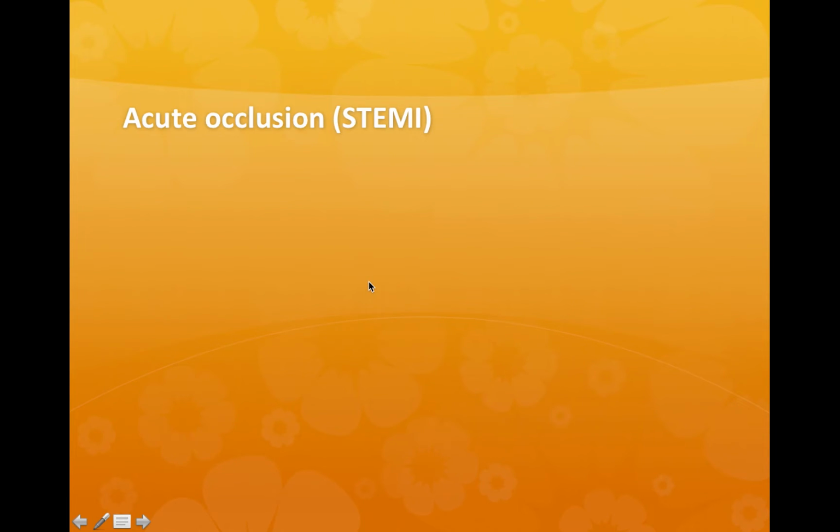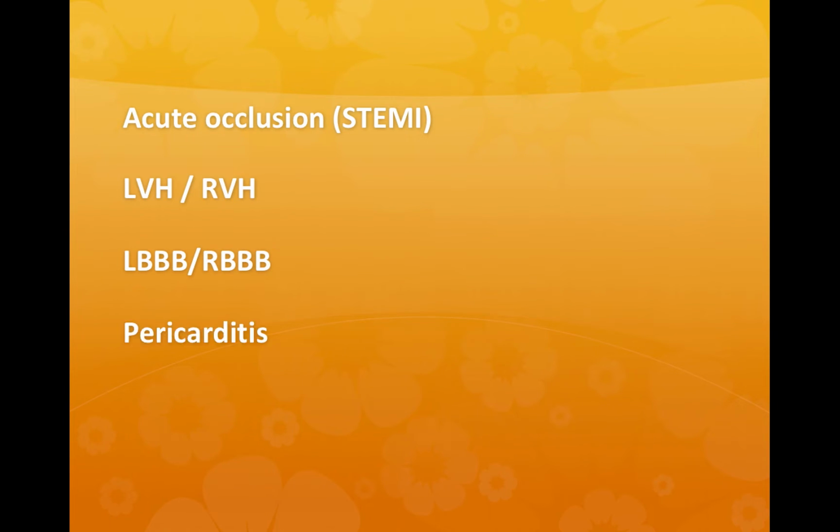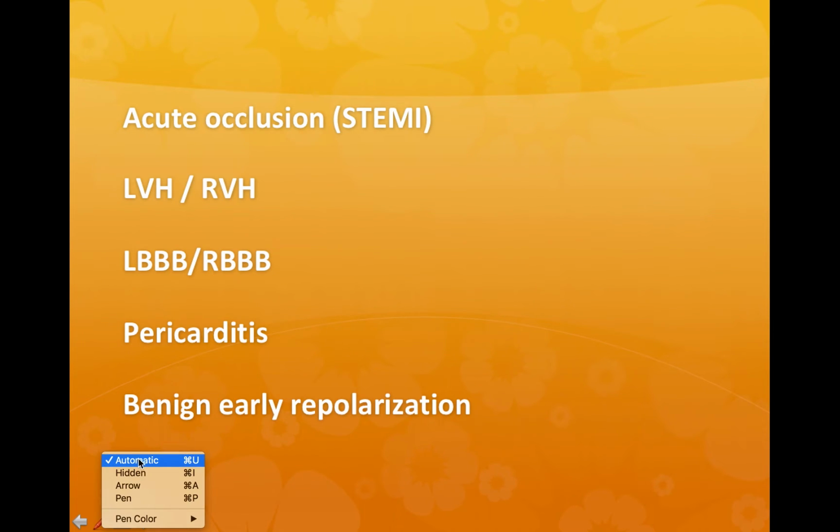Now I just wanted to list some of the actual causes of ST elevation because it doesn't always represent an acute occlusion or a STEMI. It can actually be a variety of different things. So you can see ST elevation in left ventricular hypertrophy or right ventricular hypertrophy. You can also see it in bundle branch blocks. You can see it in pericarditis. And you can also see it in this entity, which is called benign early repolarization.